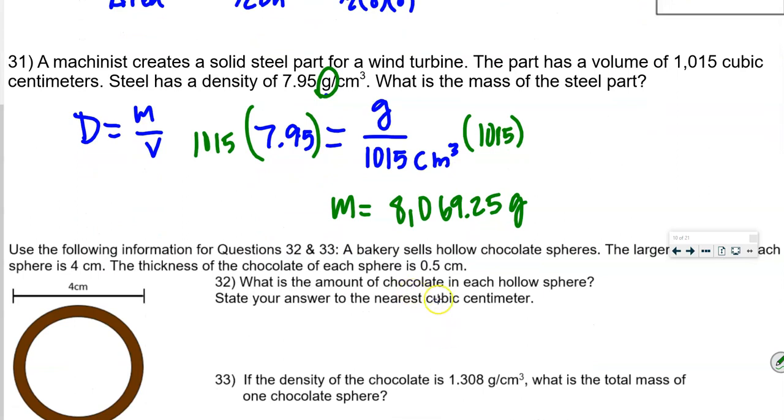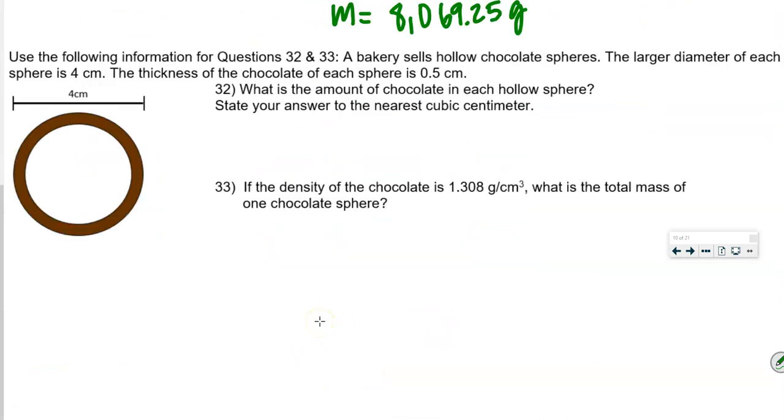Okay, the next one says use the following information for questions 32 and 33. A bakery sells hollow chocolate spheres. The larger diameter for each sphere is 4 centimeters. The thickness for the chocolate of each sphere is 1/2 inch. Okay, so if the whole thing is 4 inches, then I know the radius is going to be equal to 2, right? So that's for the outer part of the sphere.